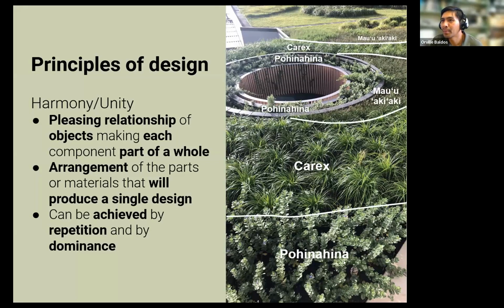Here you have the same shrub, pohinahina, planted at the edge here, and then at this inner circle here. And surrounding that inner circle is a bunch of native carex that's planted, and some other sedge here, mauʻuaki'aki'i, another coastal sedge. And you can see how things are repeated here in this design, and that makes it unified or harmonized.